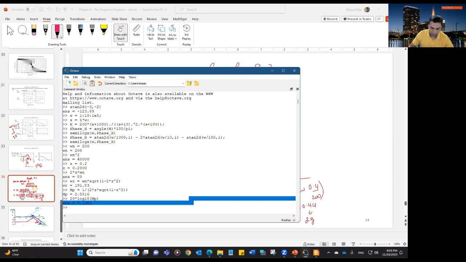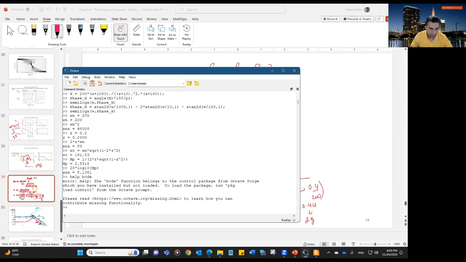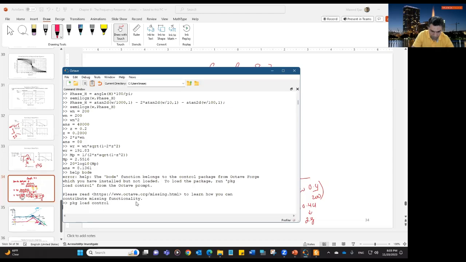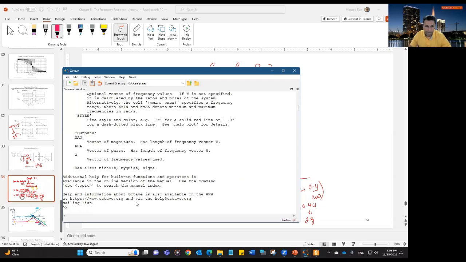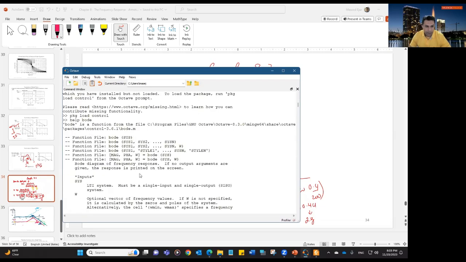Actually, let me see. Bode also gives the phase right at the output. Why do you have to run it every time? It should just, once you run it, keep it. Magnitude, phase, W. Okay, so let's do that so we can calculate magnitude and phase and the frequency over which we have to do.